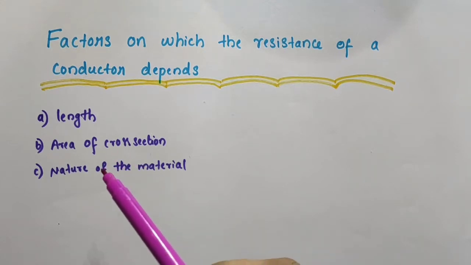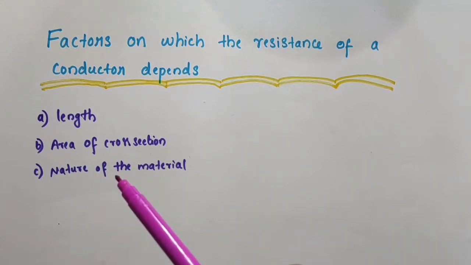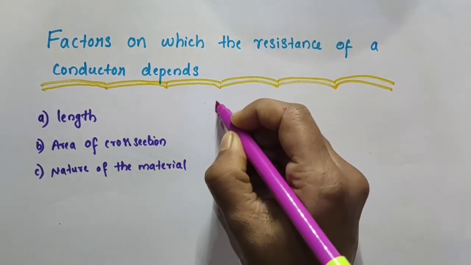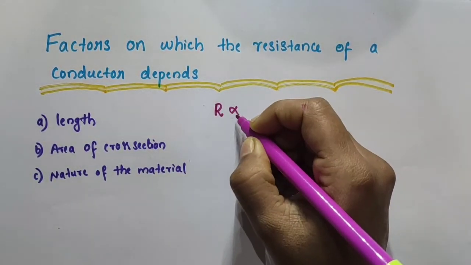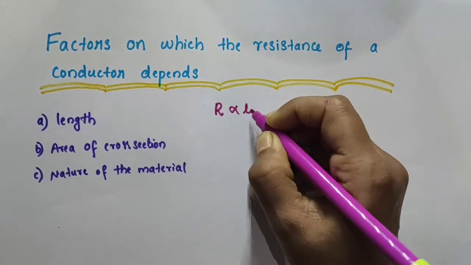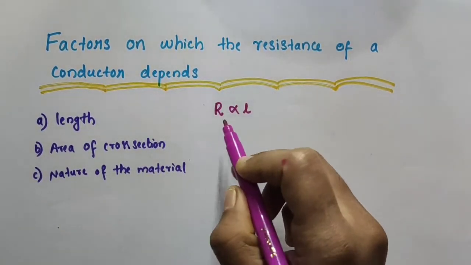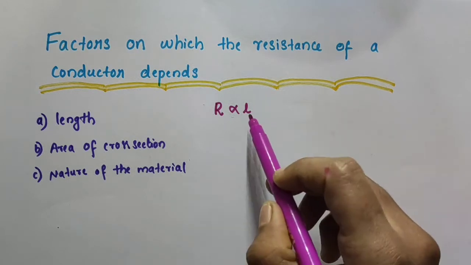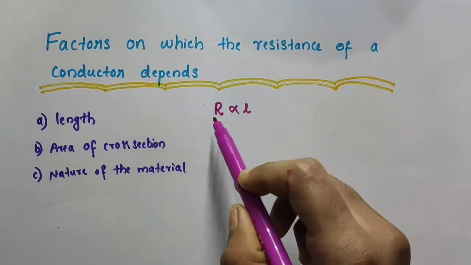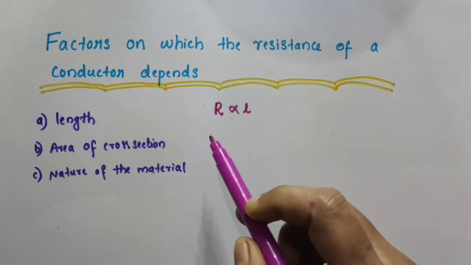Actually, the resistance of a uniform metallic conductor, if I am representing that resistance by capital letter R, is directly proportional to its length, the length of the conductor. That is, we can write R is proportional to L. That is, when the length of the conductor increases, resistance also increases.